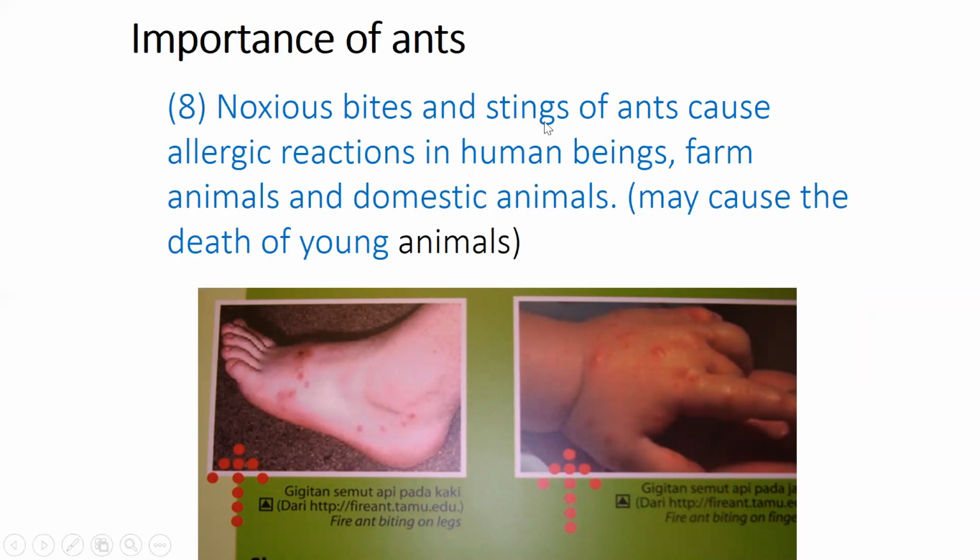These noxious bites and stings of ants cause allergic reactions in human beings. You may have immunity, and that immunity in your body can produce allergic reactions to such bites or stings, right? And also, noxious bites and stings of ants can cause allergic reactions in farm animals and domestic animals too. So that may cause the death of young animals.